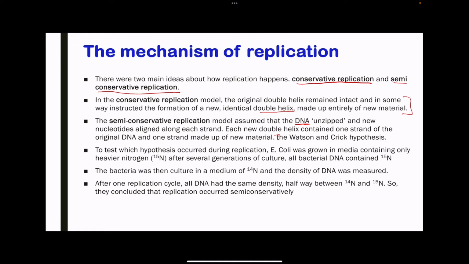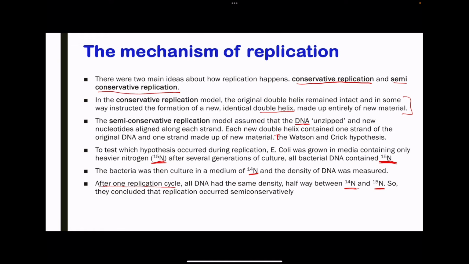So to test which hypothesis occurred during replication, E. coli was grown in media containing only heavier nitrogen, with isotope nitrogen-15. After several generations of culture, the bacteria contained only that specific nitrogen. The bacteria were then cultured in the lighter nitrogen-14, and the density of the DNA produced was measured after one replication cycle. After one replication cycle, the DNA had a density halfway between nitrogen-14 and nitrogen-15.